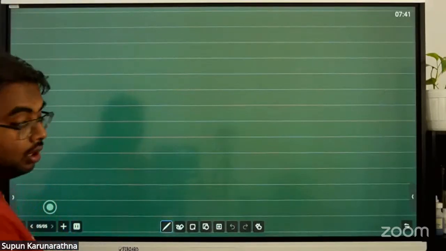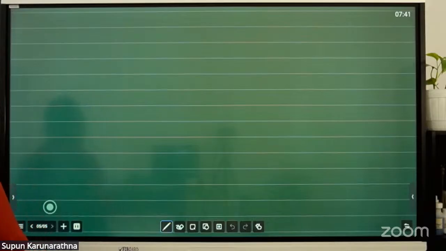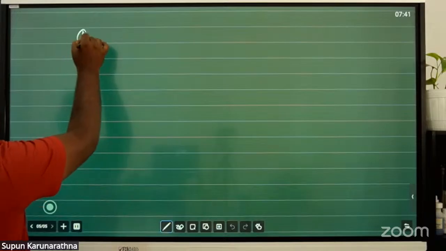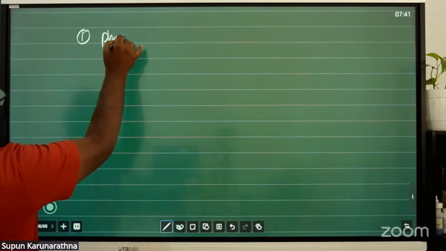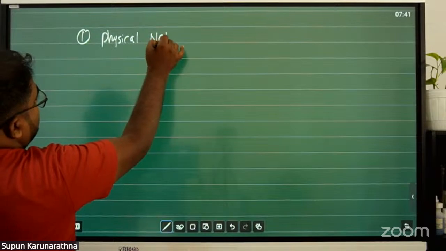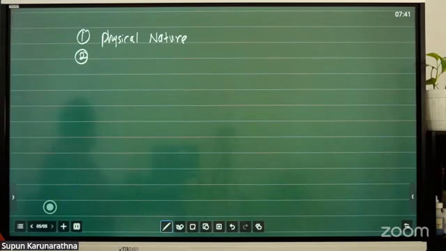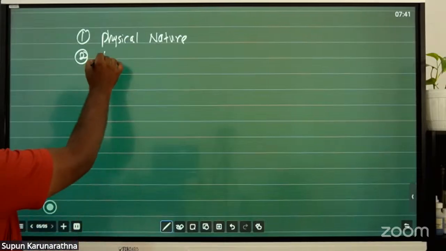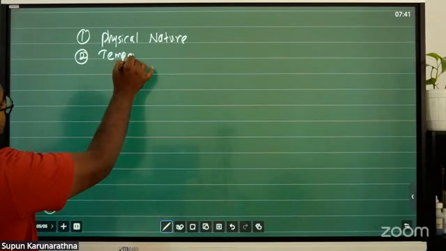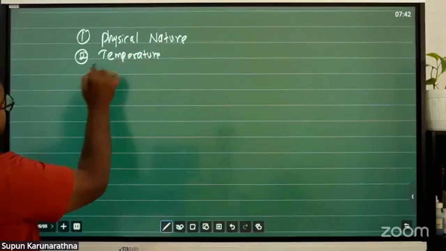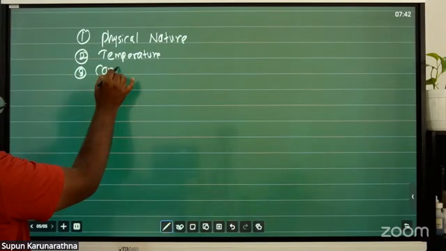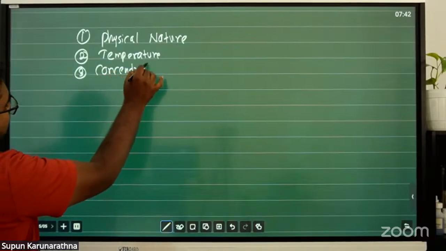Not only 2, we have learned a few of the factors that are important to chemical reactions. What are they? Physical nature of the reactant, first one. Second one, pressure, temperature. Third one, concentration.